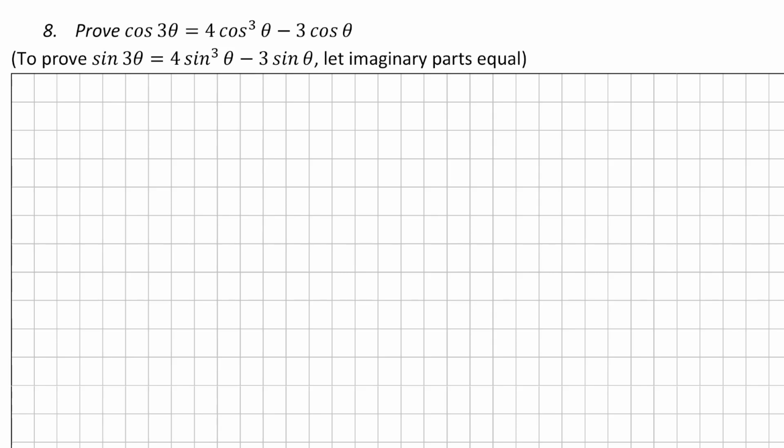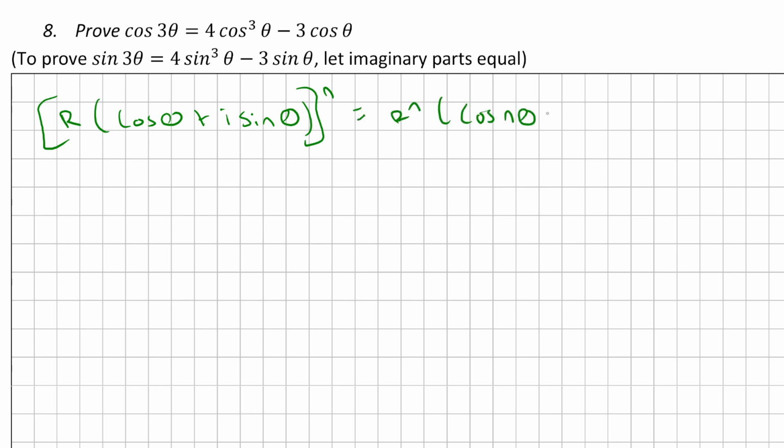Prove cos 3 theta is equal to 4 cos cubed theta minus 3 cos theta, or the sine 3 theta one below it. We first write down De Moivre's theorem, taken from page 20 of your log tables, and what we do is we let n equal to 3.